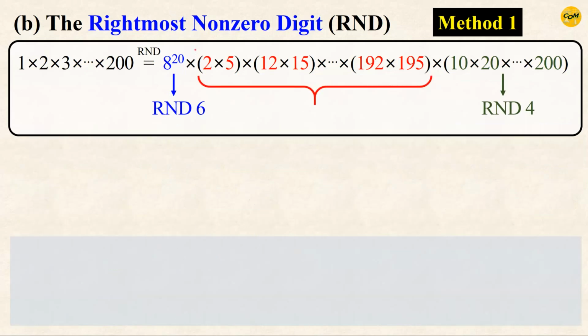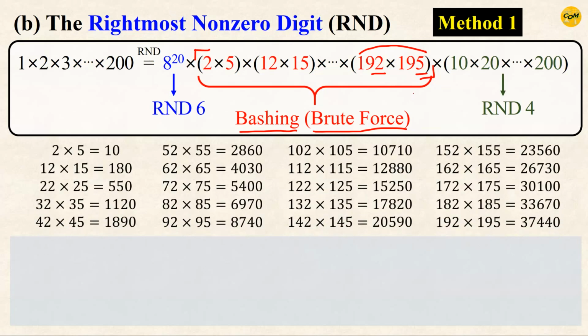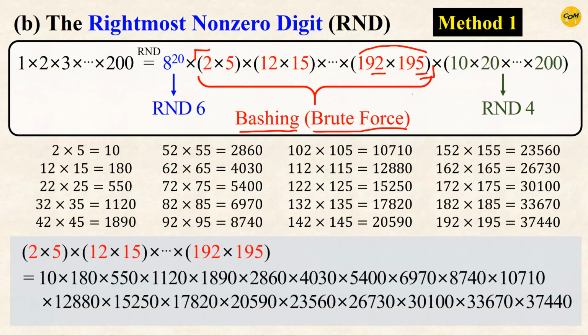So now we are left with this middle part, and sadly, this is the part where bashing or brute force is required. You see, the problem with this, the number that ends with 5 times the even number pair, is that you simply cannot find its rightmost non-zero digit solely by multiplying individual rightmost non-zero digits. Therefore, for these 20 pairs, we do the actual multiplication. So for the middle part, we have the product of these 20 numbers.